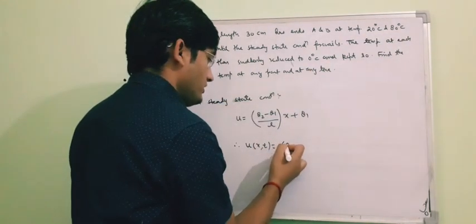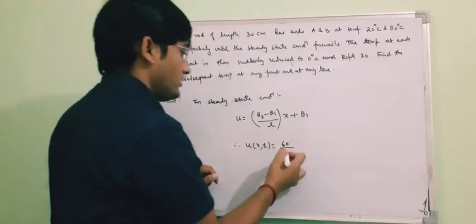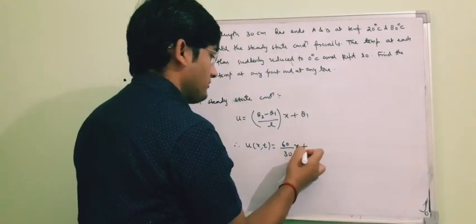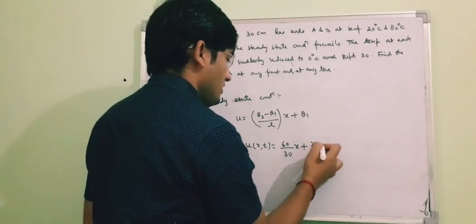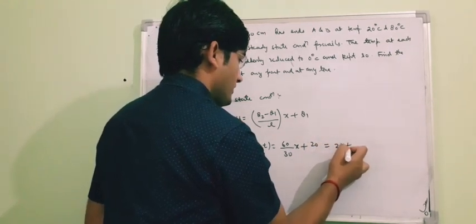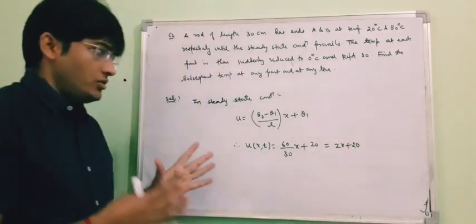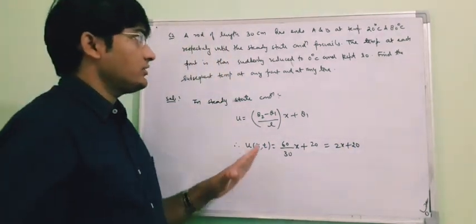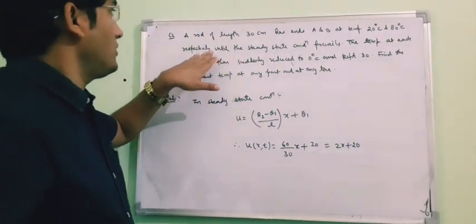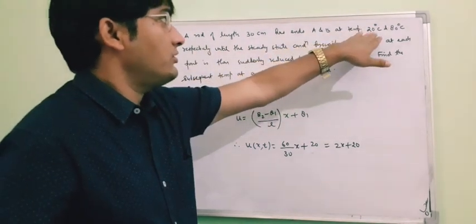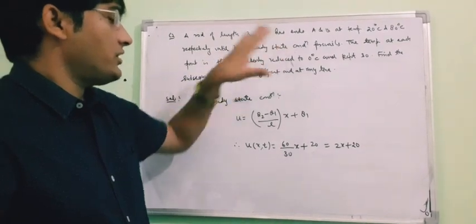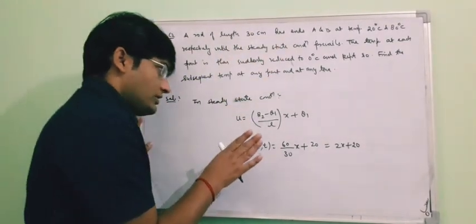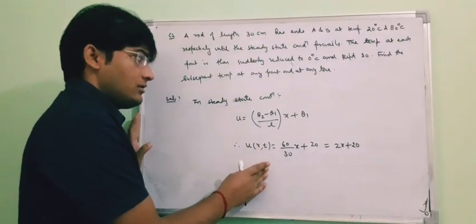So this will be your 60 divided by length, that is your 30 centimeter, plus x plus theta 1. Theta 1 is 20 degrees centigrade. So this will be your 2x plus 20. So this is your initial temperature, when the rod has temperature 20 degrees centigrade and 80 degrees centigrade in your steady state condition.